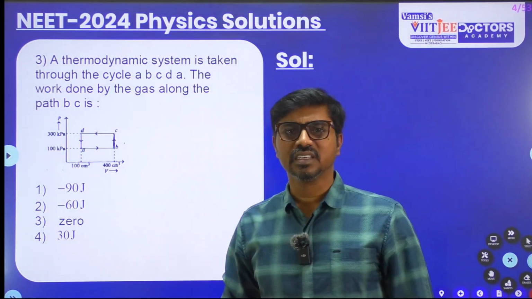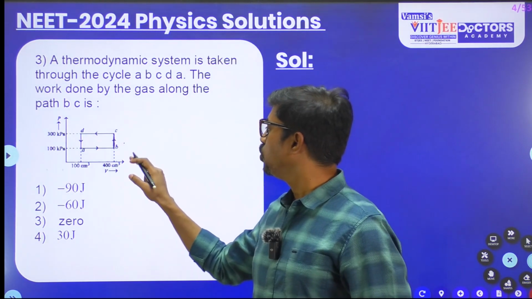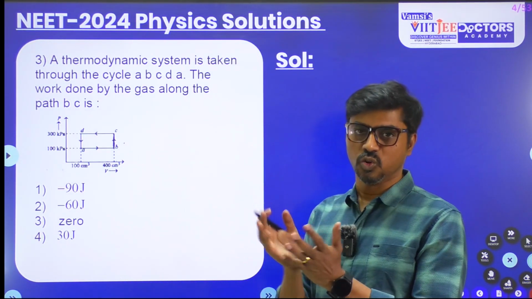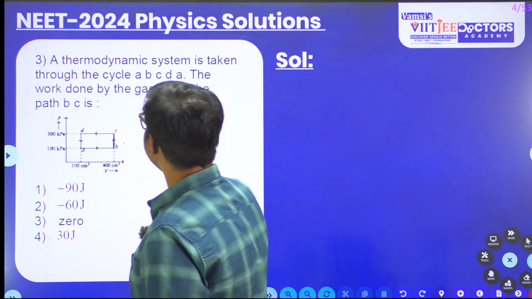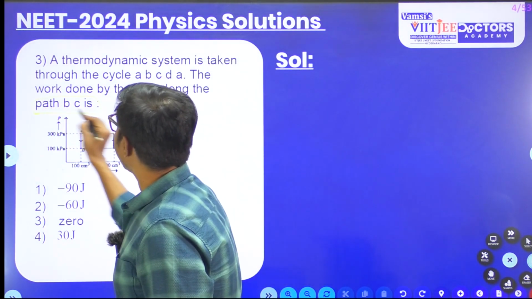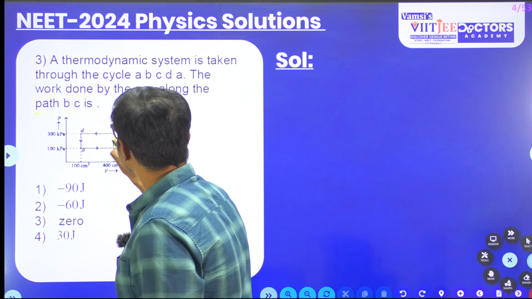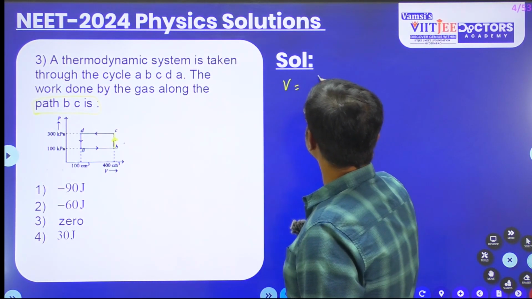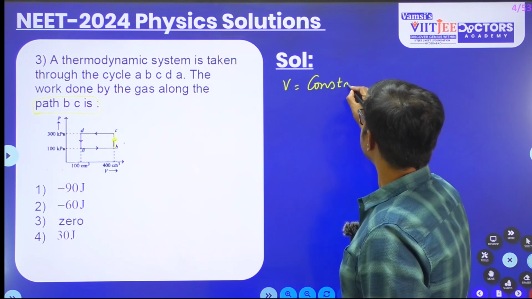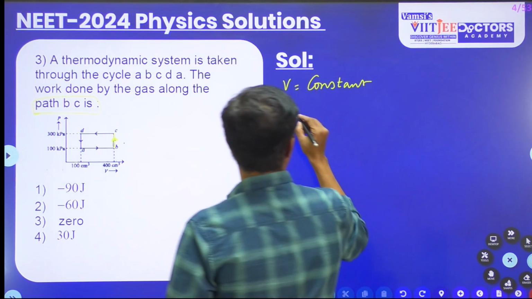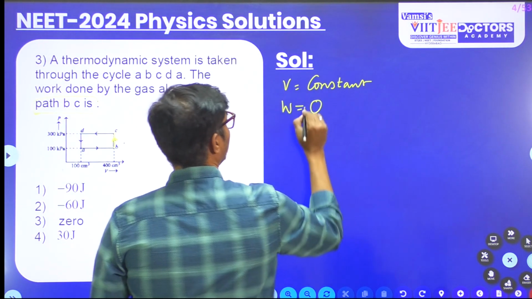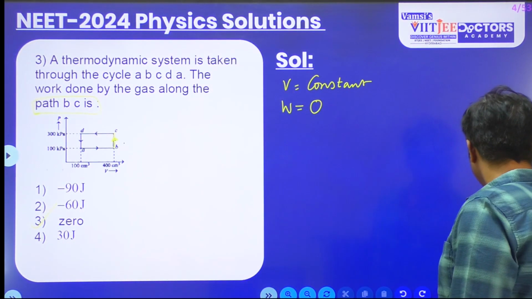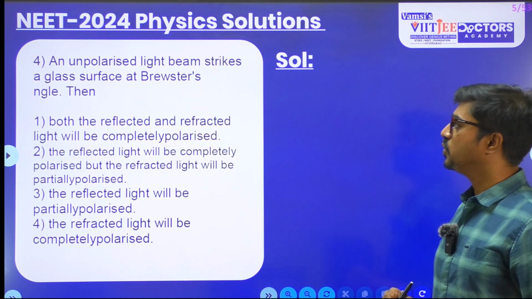This question is slightly tricky in the sense they had given the entire loop. So you might think that they are asking question on the entire work done in the entire loop, but they're asking work done by the gas only along the path BC, only along the path BC. And you see BC, here volume is constant. Volume is constant. So the moment you know volume is constant, work done has to be 0. Work done 0 meaning, that's it. Very straightforward. You shouldn't take more than 10 seconds to solve that question.